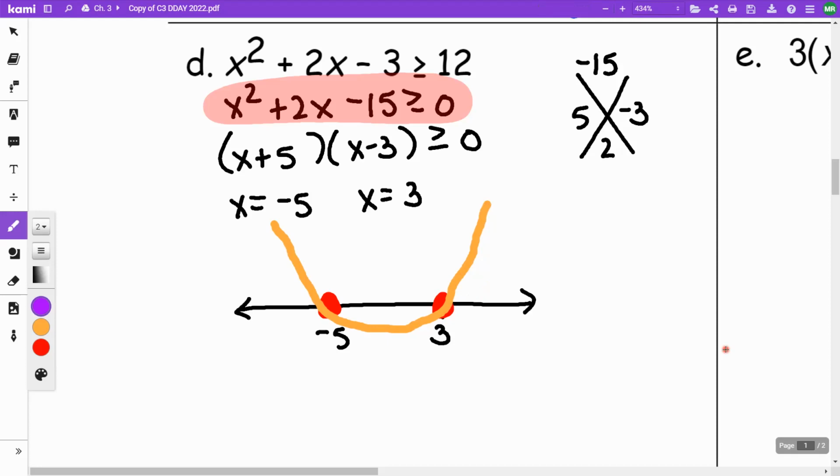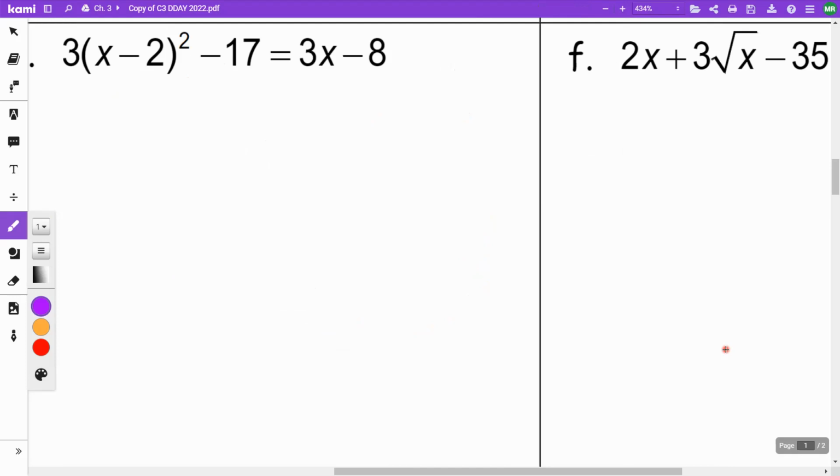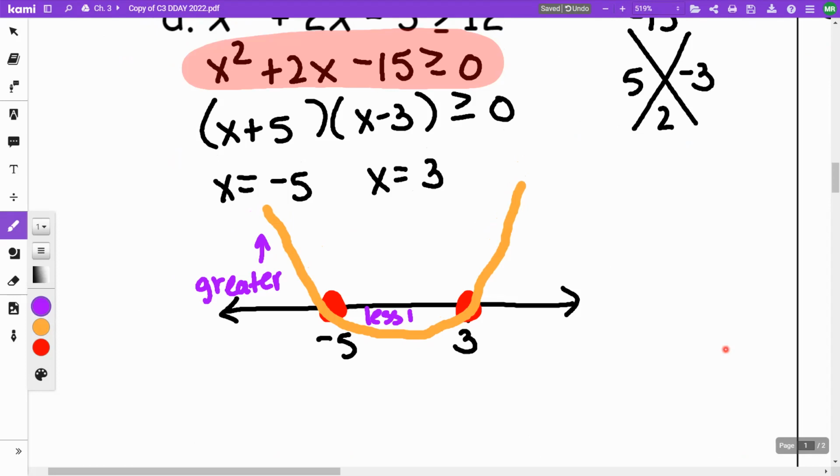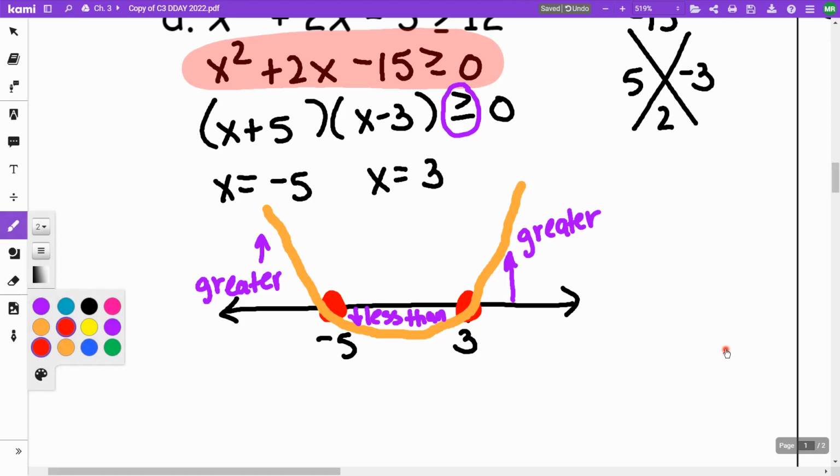Let me write this smaller. Right here, this is greater because I'm above. This is, whoops, less than because I am below the line. And here I am above, so that's greater. And so where do I shade? Well, I want it to be greater than or equal to 0. So I am going to be shading, number 1, that's going to be closed dots. And then I'm going to be shading where it's greater. So I'm going to be shading out.